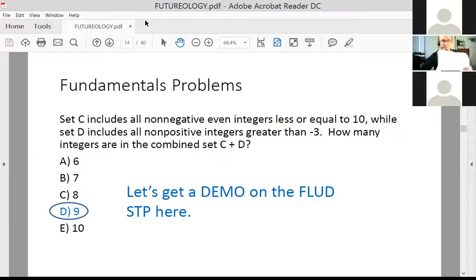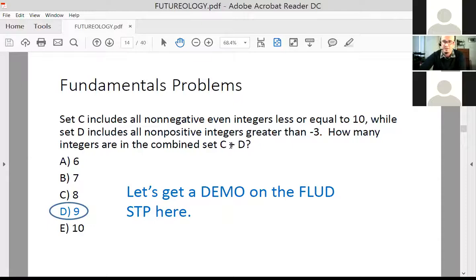Hey, Travis, I think you're right with the 9 on that question, though. Oh, really? Yeah, because it doesn't say distinct integers. It just says how many integers. So right, but once you combine sets through a union, the 0 would collapse on itself. So that's actually technically correct, I think.